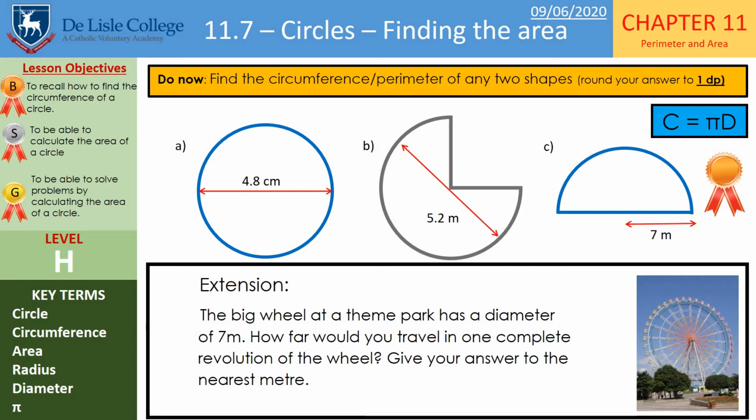Okay, for your do now task we have 3 questions finding the circumference or perimeter of the shapes. There are 3 questions and an extension. Pause the video while you have a go at those. Remember to show all your working out and remember to think about the units at the end.